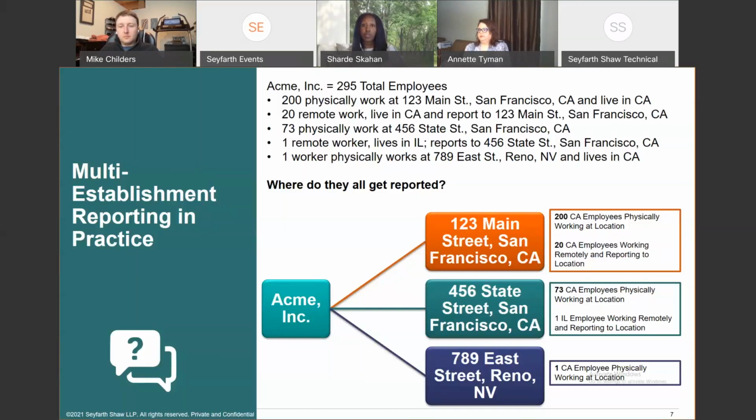The next establishment will be the 456 State Street address. So that's going to include the 73 employees who are physically working at that address. And it's going to include that one remote worker who's living out of state, not living in the state of California, but they're reporting to that State Street address. So for the second establishment, you have those two categories that are included.